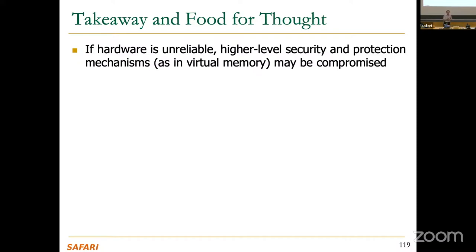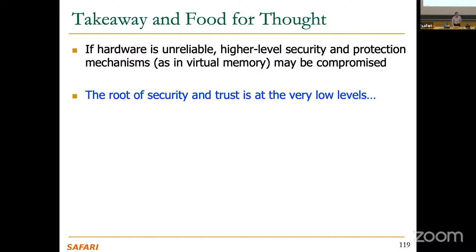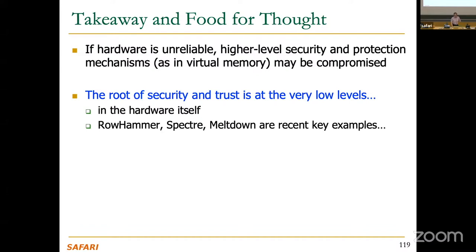RowHammer actually opened up a lot of hardware security research. Essentially, if hardware is unreliable, your higher level security and protection mechanisms may be compromised completely. This basically indicates that the root of security and trust is at the very, very low levels. If you don't have some security at the very low level, then you're not going to build secure mechanisms at the higher levels. So you can do as much as you want at the operating system level, it doesn't matter, because someone will cause a bit flip in some way and circumvent those mechanisms. Basically, the root of security is really in the hardware and the physics itself.